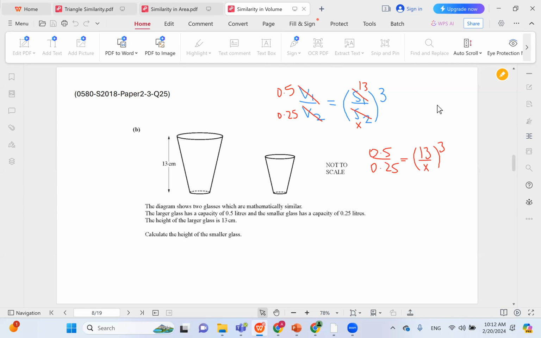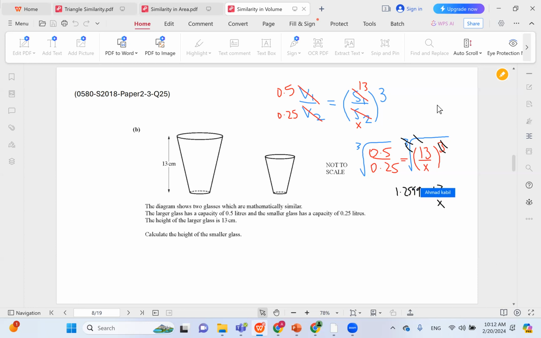Calculate 0.5, or actually first let's take the cubic root so as not to follow a different procedure. Let's take the cubic root on both sides as we did before. Let's cancel out the cubic root with the power 3. So on the right we get 13 over x, and on the left we evaluate on the calculator the cubic root of the fraction, and in the numerator we write 0.5, in the denominator we write 0.25, and we get 1.2599.